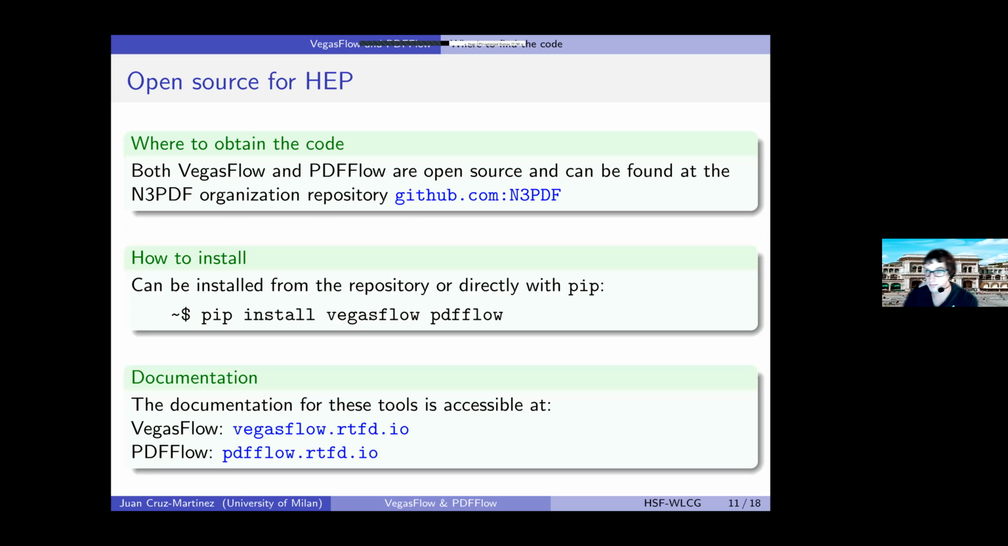Everything is completely open source. It can be found in the organization repository of the N3PDF collaboration and installed with pip and Conda. And please let us know if there are any difficulties with the documentation, or installing the program, or using the program, because obviously the more people use it, the more we know about how to improve it.